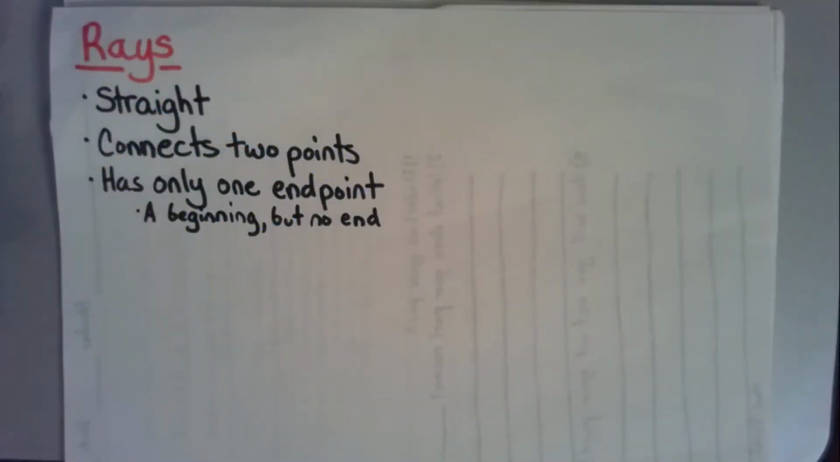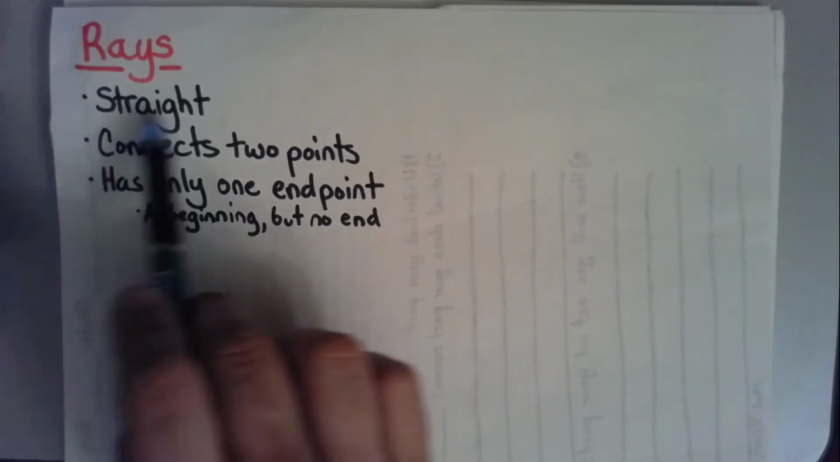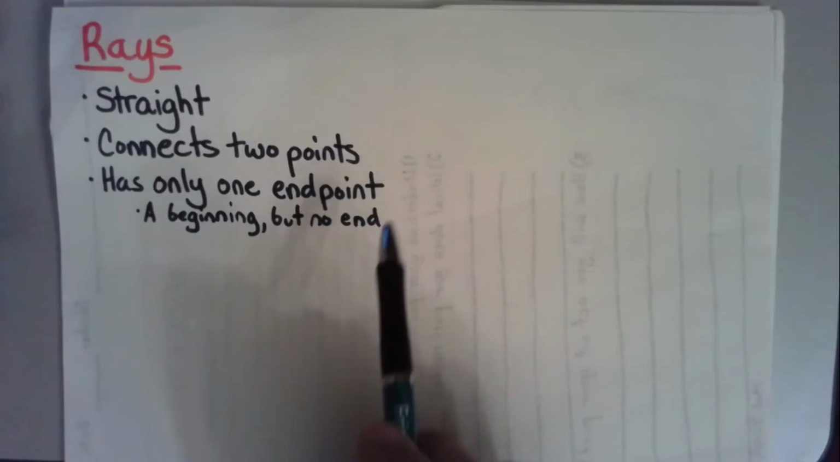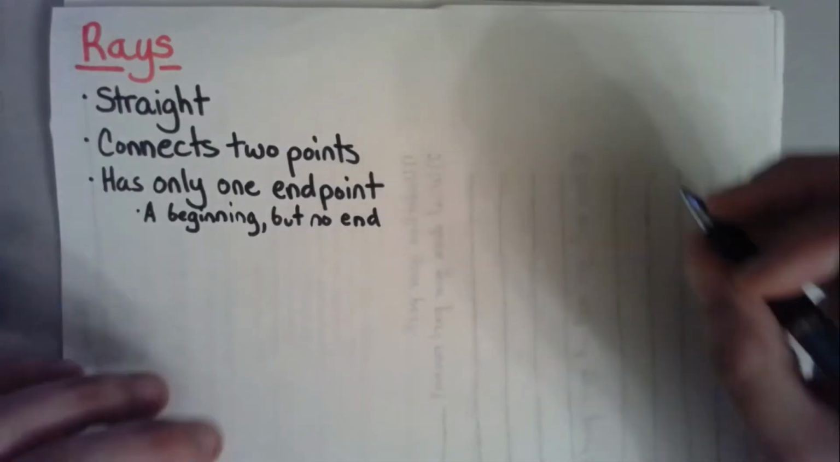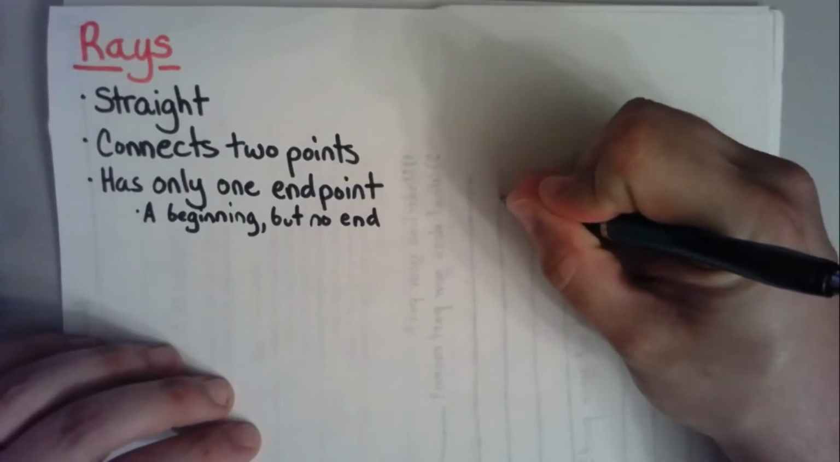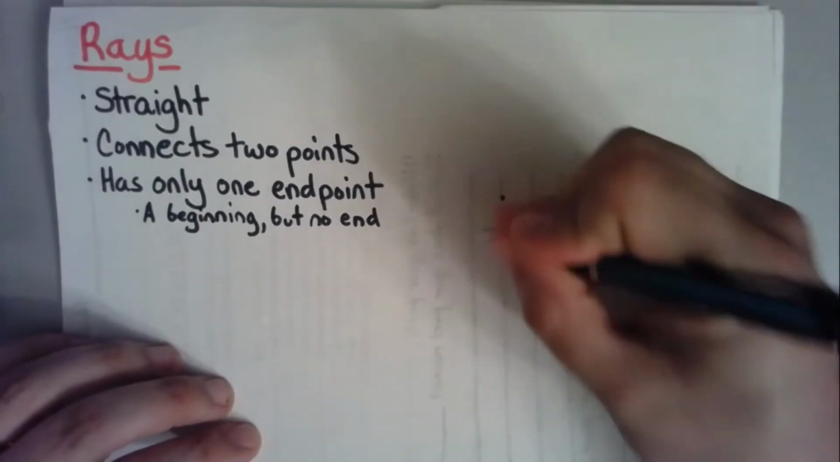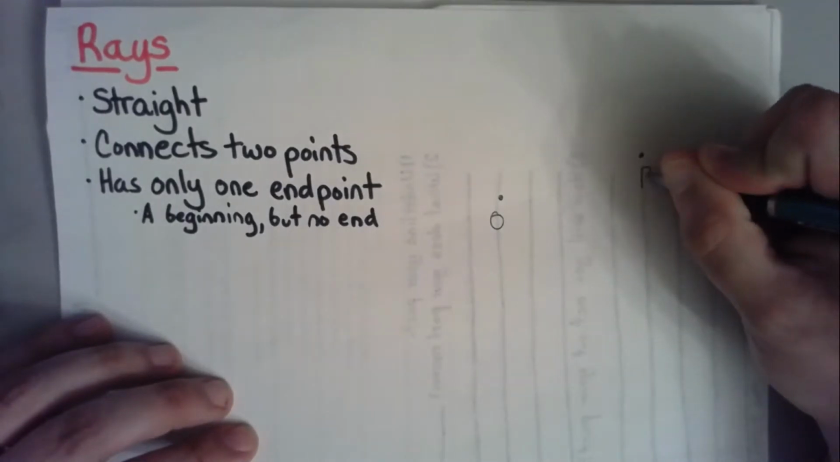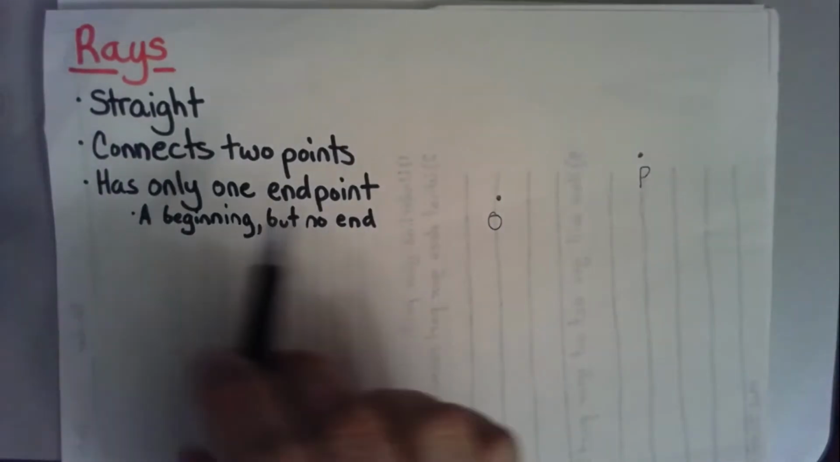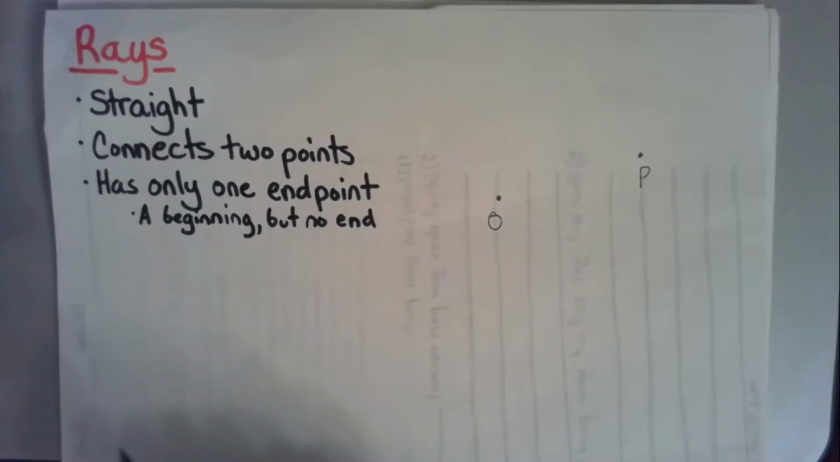So now let's talk about rays. Rays, like line segments, are straight and they connect 2 points. So if I draw some points right over here, I think we left off on O and P. So here's going to be point O, and this is going to be point P. They are straight, they connect 2 points. The difference is that they have only one end point. They have what one could call a beginning, but no end.